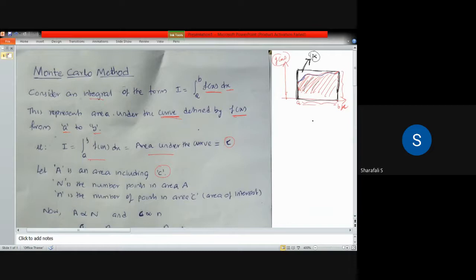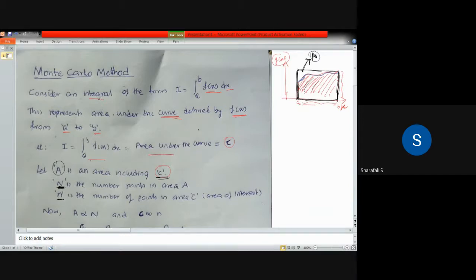So let us consider capital A is an area including the area under the curve C, and capital N is the number of points in area A. That is the total number of points in this rectangle, considering this black colored rectangle. So what is the total number of points within that area capital A? That is denoted by capital N, the total number of points in area capital A.